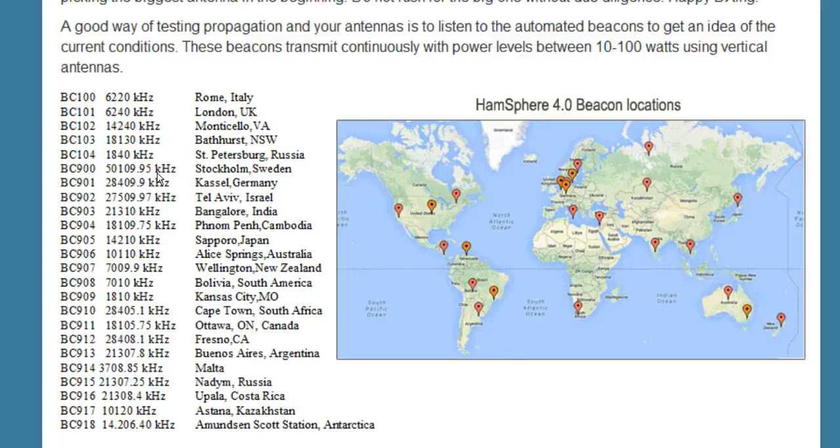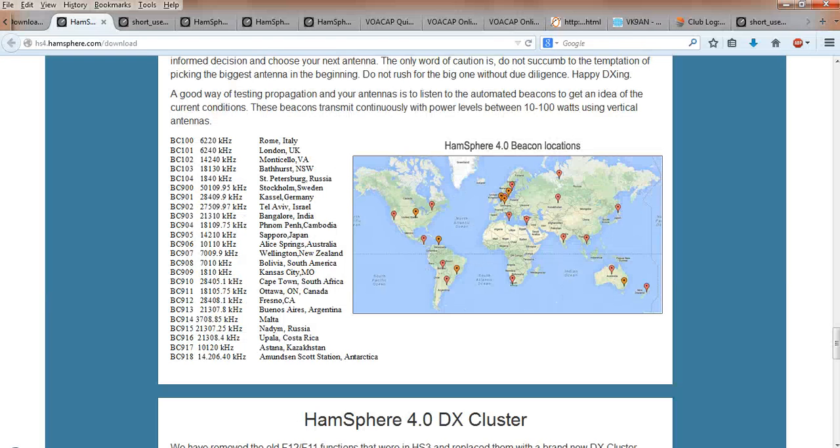If one's right next to you, of course, you probably hear it all the time. But I know, for instance, that there's this beacon on 14.210 megahertz on the 20 meter band from Japan. I'm located here on the west coast of the US. The Japan beacon is here, so we're just across the Pacific Ocean from each other.